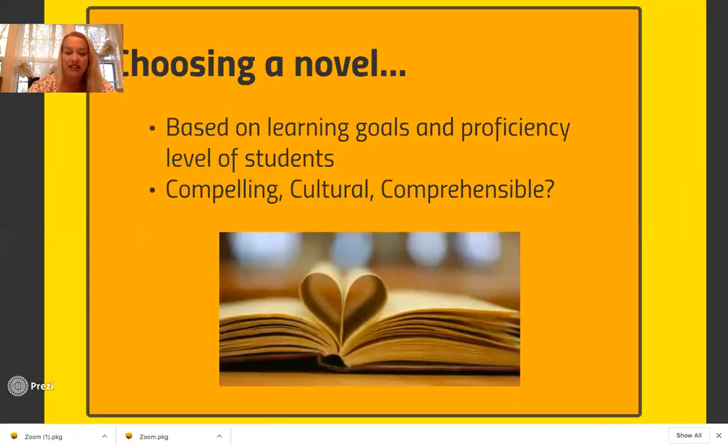So choosing a novel is a very important thing. You have to think about your learning goals and the proficiency level of your students. Taking that into consideration, also choose a compelling, cultural, and comprehensible novel. Something that you know your kids, right? You've spent the time to get to know them, and you know what they're interested in. There are certain things that would be good in your classroom, and you're the only one that will know that. And don't be afraid, once you start a novel in the classroom and it's kind of flat, to stop reading it and pick something else.